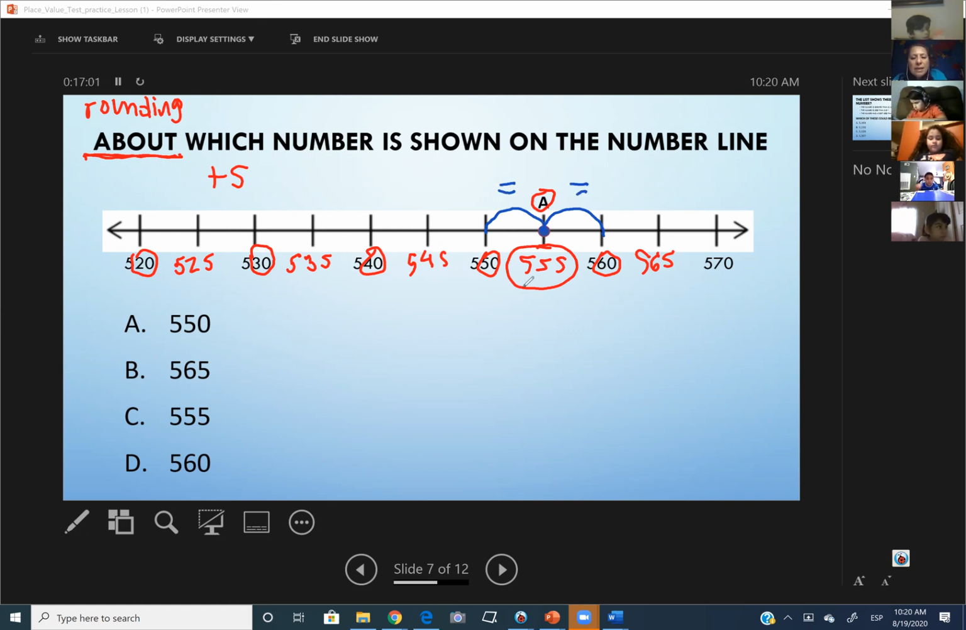So when we have the same distance, we need to move to the next, to the greatest 10 that is closer to 555. In this case, my answer is going to be D, 560, because they're asking me to round. The word about is telling me to round. So watch out with that. If they ask me which number is showing, then I would pick C, but they're not telling me which number is showing. They're telling me to round it.